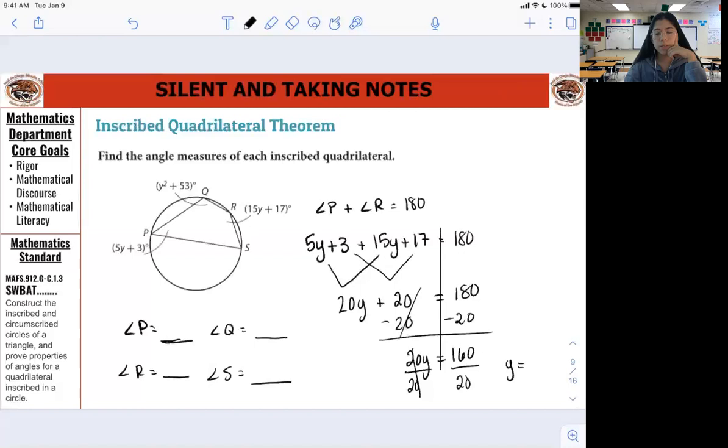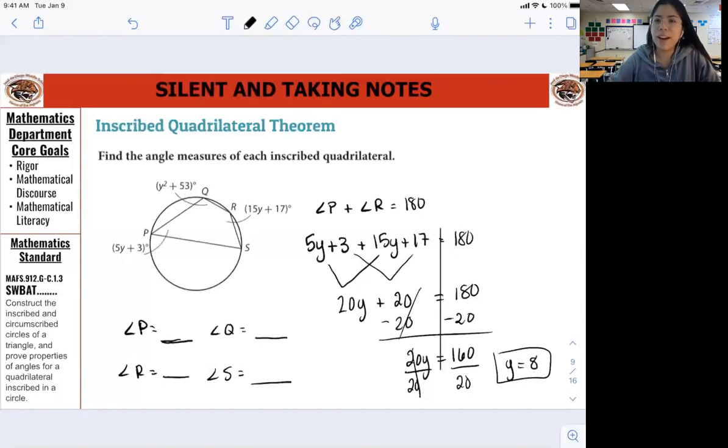16 divided by 2. 80. 8. Good. There you go. See? I know you can do it. You just get lazy on me sometimes, Daniel. You just have to plug them into the equations.